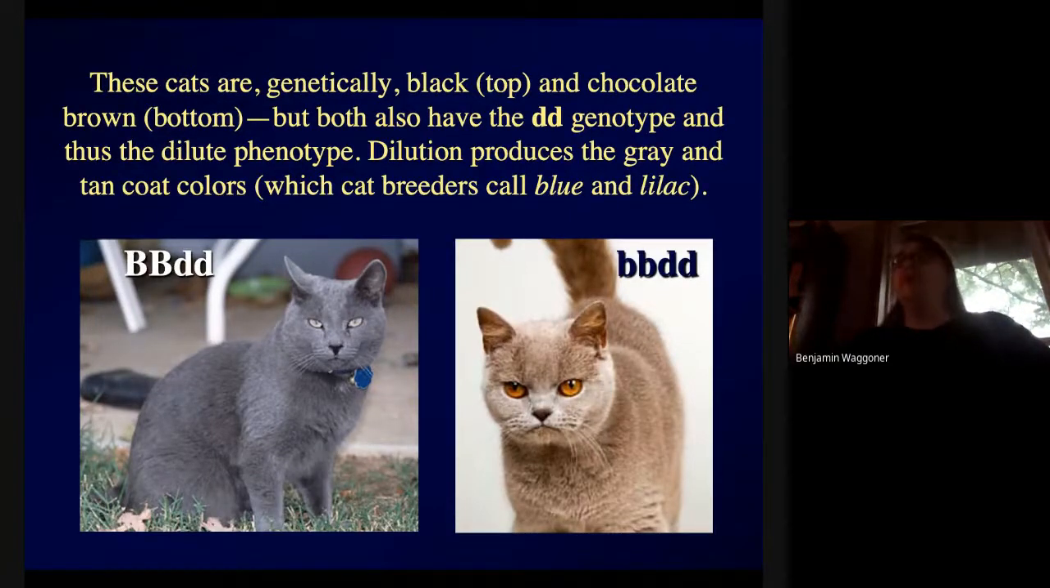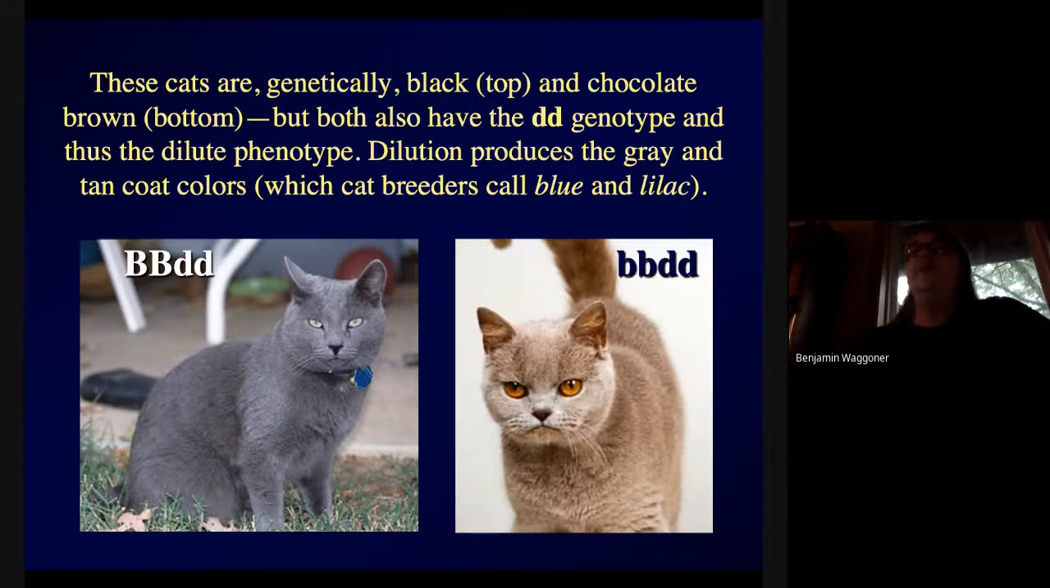But both of them also have the genotype little d, which says whatever the base color is, lighten it by several notches. So they've got the dilute black, which looks gray, and dilute medium brown, which looks tan. For some reason, cat breeders like to call these colors blue and lilac. I'm perfectly happy with gray and tan, but you know, nobody asked me. Okay, you with me there?